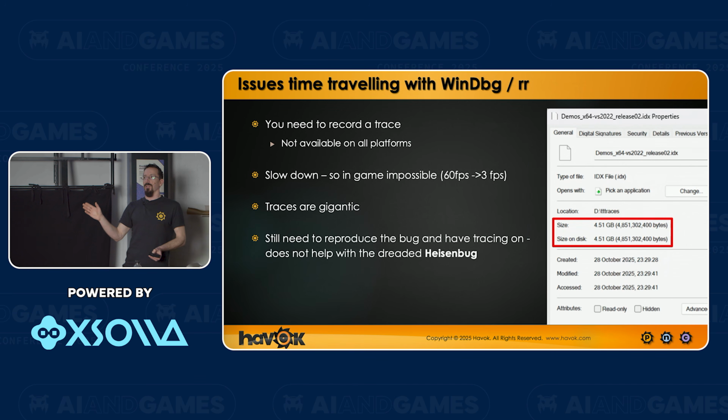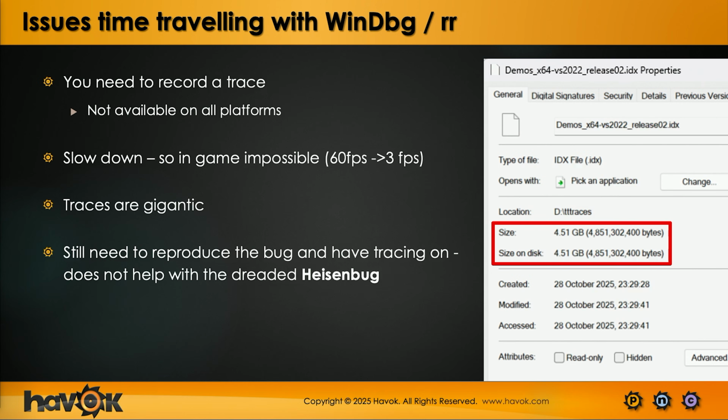Well, there are multiple issues with it. First of all, the platforms you can use it on. On Linux, this is RR, the record and replay debugger. It's also really useful, but there is a slowdown. So if you have a 60 FPS game, most likely you get 3 or so, which is unplayable in a lot of instances. The traces are gigantic. This is a trace, 10 seconds in our demo framework, which doesn't do that much.